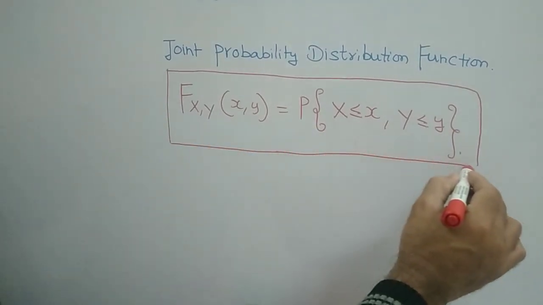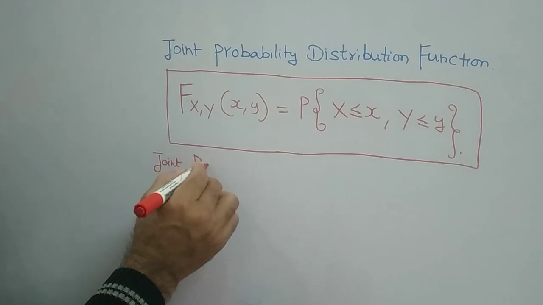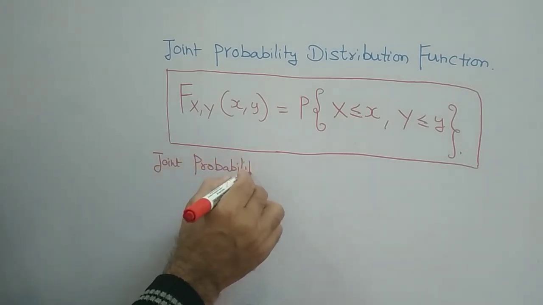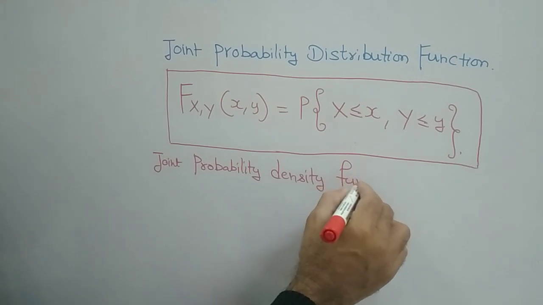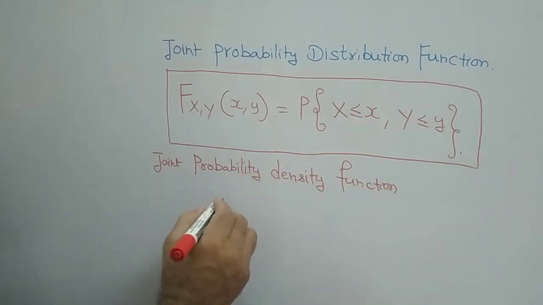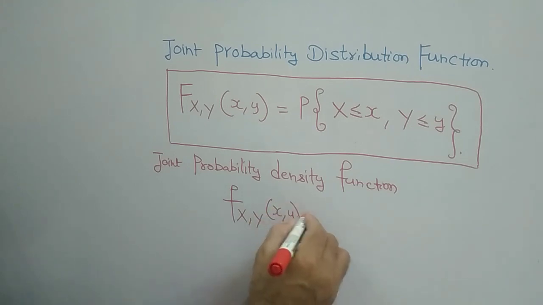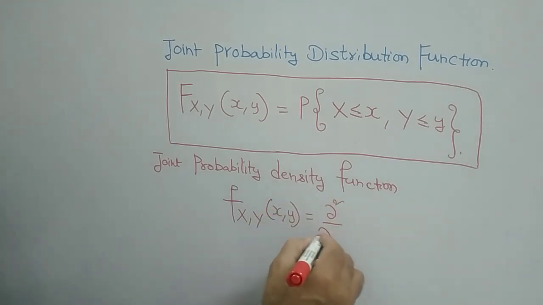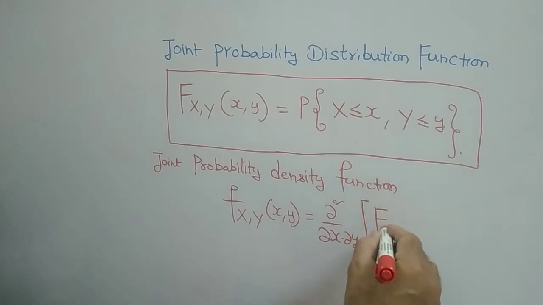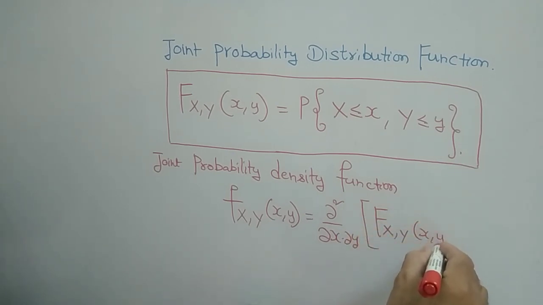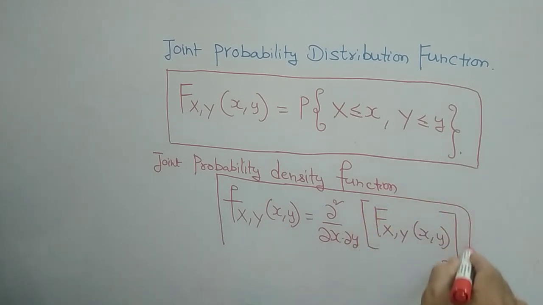Remember that always. This is the definition of a joint probability distribution function. And also we have seen the joint PDF, the joint probability density function. What is this? That is small f of x comma y, which is nothing but the second partial derivative, dou square by dou x dou y, of capital F x y of x comma y, as we already saw in the last presentation. This is the definition of a small PDF, the probability density function.